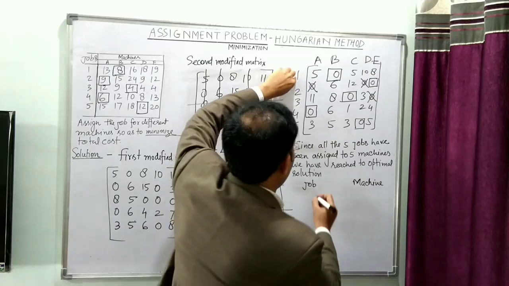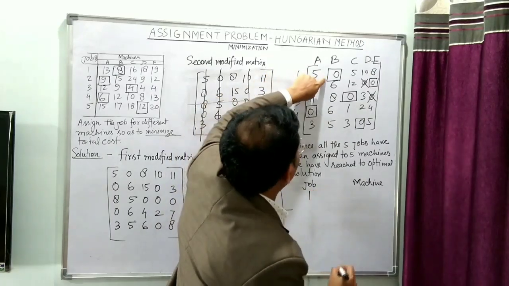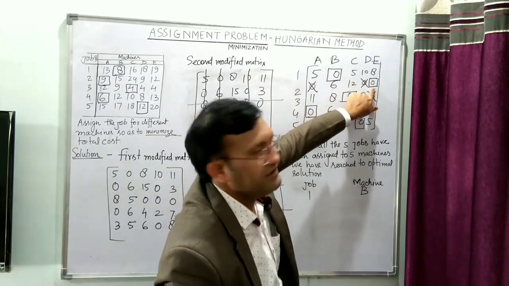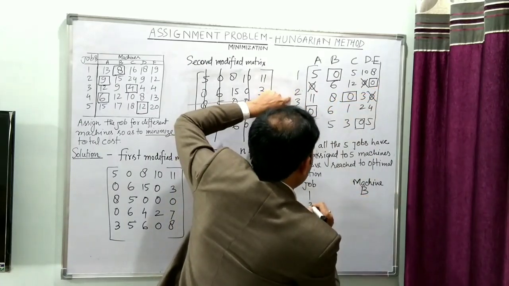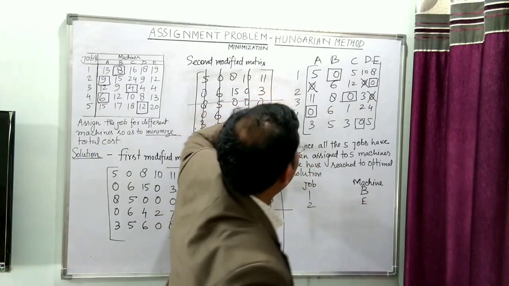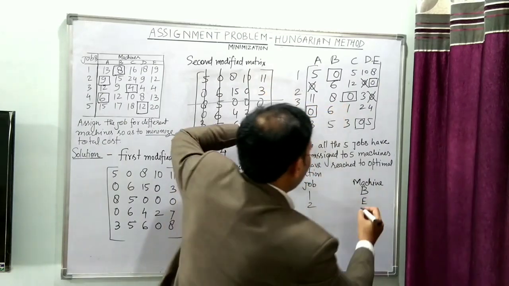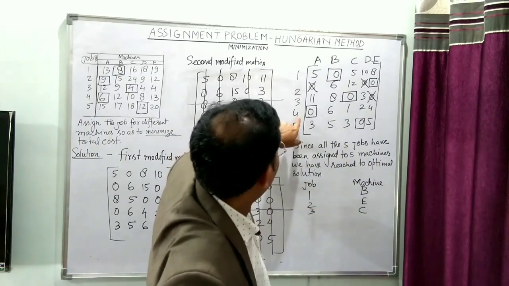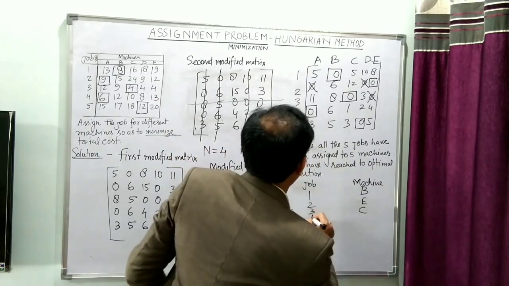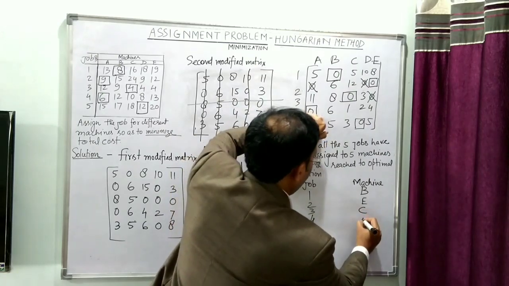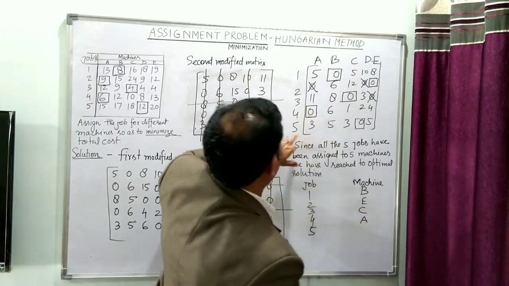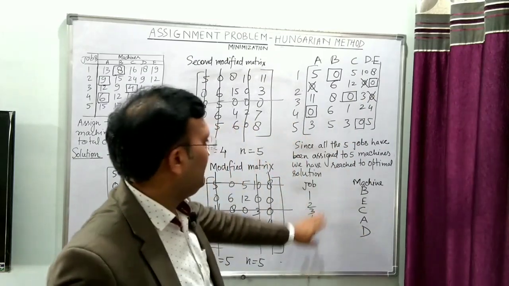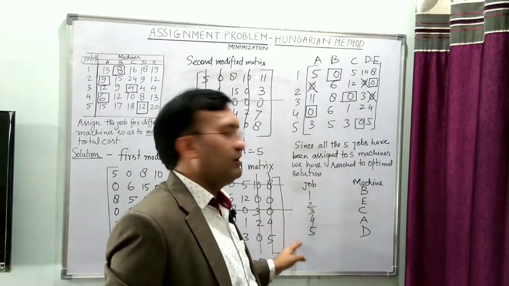The first job will be performed by machine B. The second job will be performed by machine E. The third job will be performed by machine C. The fourth job will be performed by machine A. The fifth job will be performed by machine D. So all the machines have been allotted different jobs.